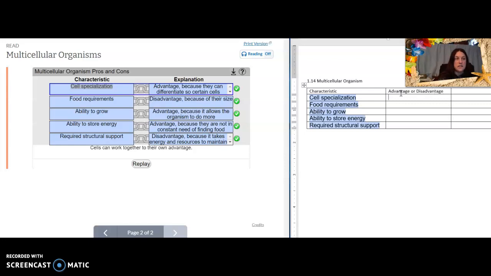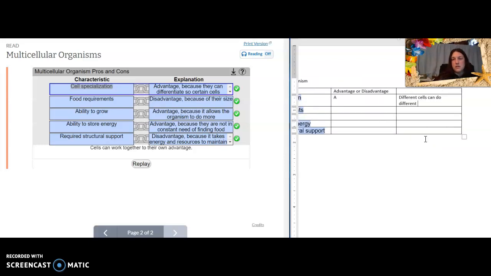All right, so cell specialization was an advantage. And why? It was because they can differentiate, so certain cells perform specific functions. So I'm going to make that shorter, and I'm going to use more common language words. So it's an advantage because different cells can do different jobs. All right, let's go to our next one here.